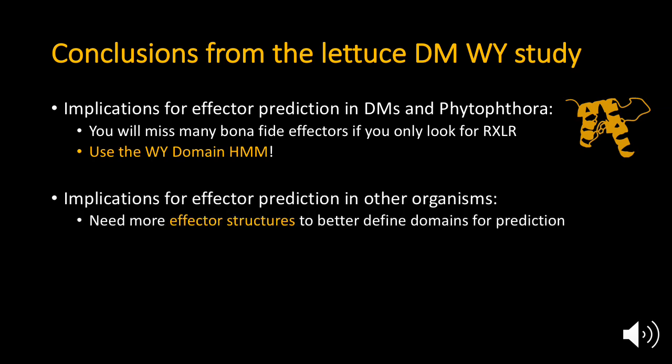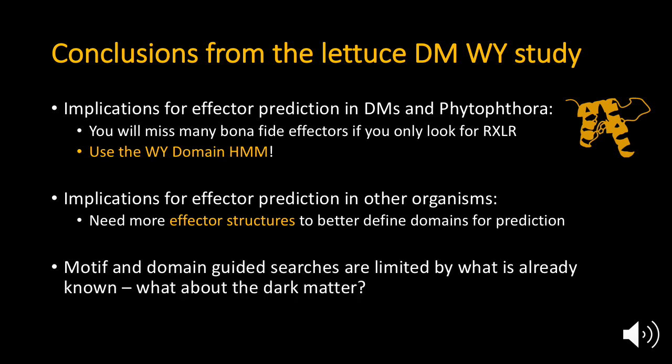I think another implication of this study for effector prediction in other organisms, from fungi to bacteria and other oomycetes, is that we really need more effector structures, because this was how the WY domain was originally discovered. Having a greater repertoire of effector structures would help us find more domains that we could search for and then find more effectors. This study also got me thinking that one issue with even the WY domain guided search is that not all effectors have WY domains. We know not all RXLRs have WY domains and not all WYs have RXLRs.